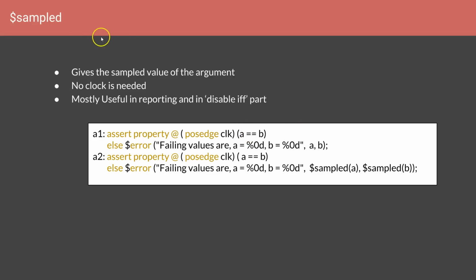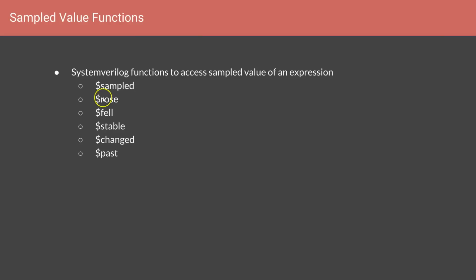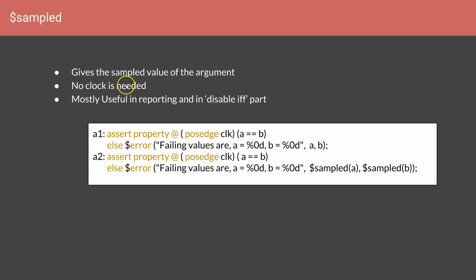The first function is $sampled. It will give you the sampled value of its argument, and for this particular function you don't need to specify any clocking signal. With all other functions in the list, you have to specify a clock and all of them operate based on a clock. But for the $sampled function, you don't need to specify any clocking block.